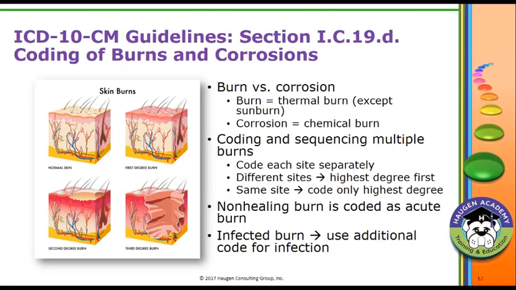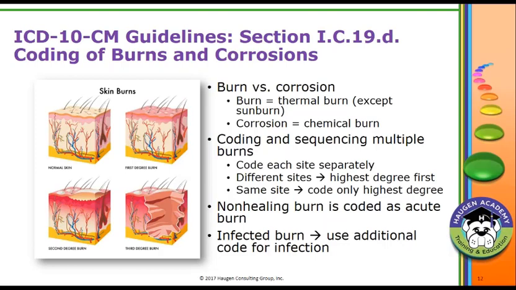And for each site, you want to code to the highest degree for that particular site. If you have one site and the physician says, there are second and third degree burns or first and second degree burns of this body site, then you're only going to code it to the highest degree. You don't code separate degrees for the same body site.